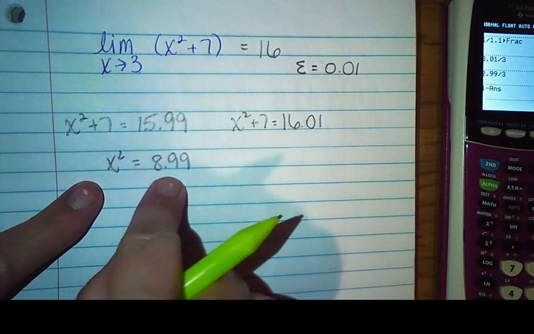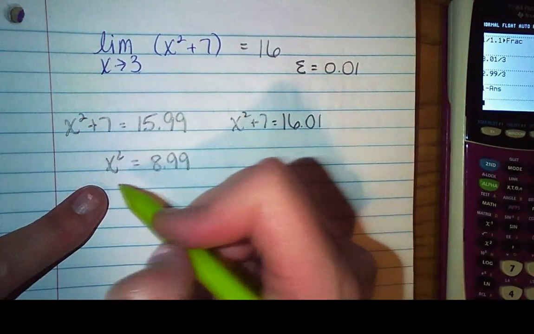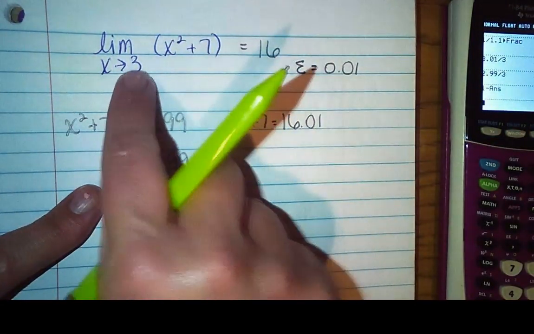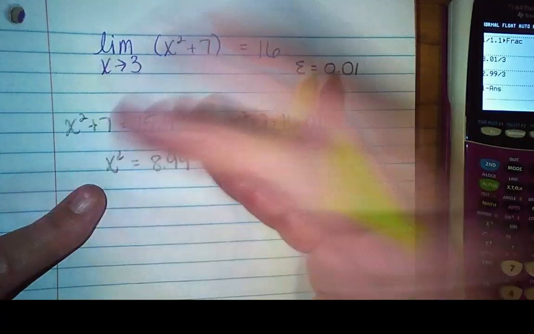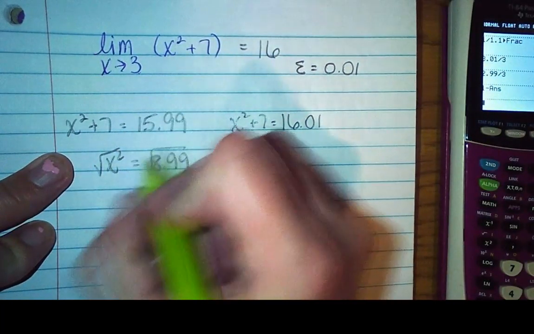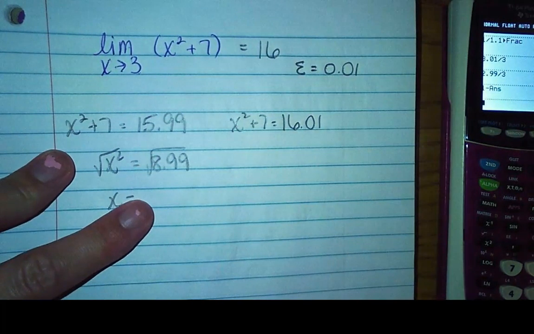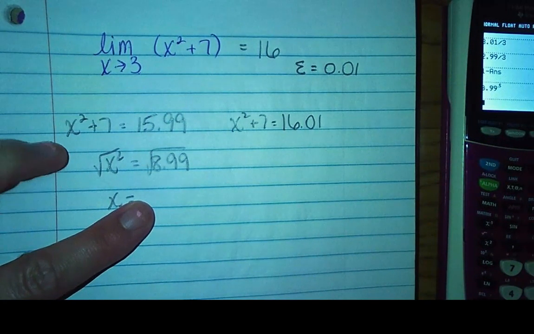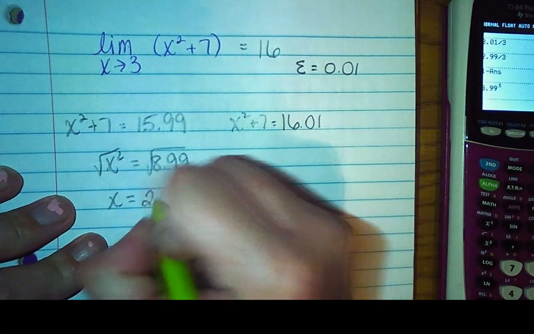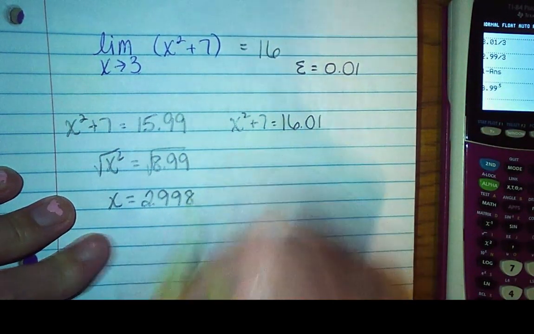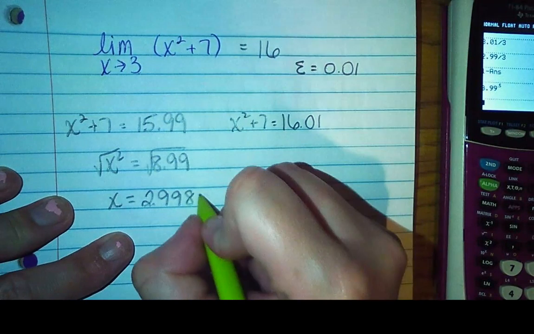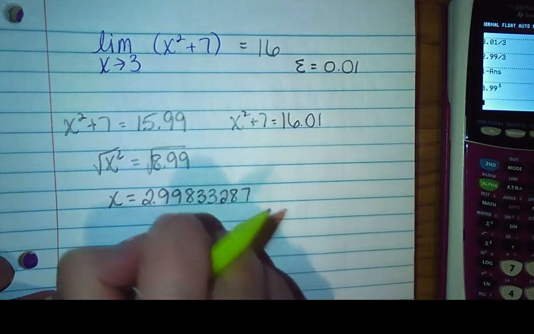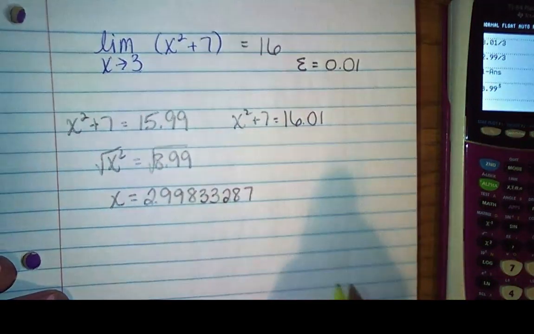Now normally during the process of solving a problem, if you've got to take a square root, you would take a positive root and a negative root. But since I'm dealing with a positive 3, I only need to take a positive root. So take a square root of both sides. So I get an x of the square root of 8.99, which is 2.99833287. Okay, so that's the lowest x value at this point that I'm okay with generating.